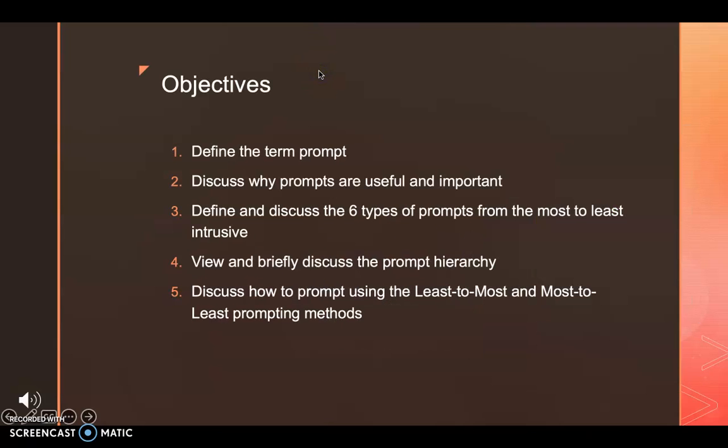So before we get started, I want to go over the objectives of this training. First, we're going to define the term prompt, and then we're going to discuss why prompts are useful and important. Then we're going to define and discuss the 6 types of prompts from the most to least intrusive, and then we're going to view and briefly discuss the prompt hierarchy. And lastly, we're going to discuss how to prompt using the least to most and most to least prompting methods, and then we'll wrap things up.